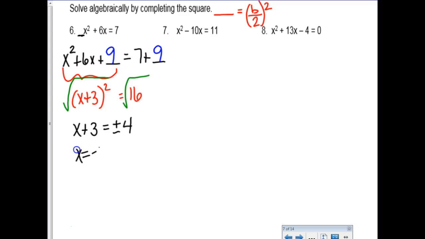No pre-calc teacher on the planet's going to be happy with you if you say this is my answer, negative 3 plus and minus 4. Please give me your 2 answers. Negative 3 plus 4 is 1, and negative 3 minus 4 is negative 7.